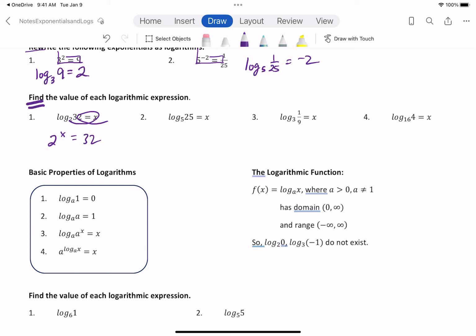And this is going to be the same situation we looked at with the base 10. If we can write both sides as the same base, we can drop the base and set the exponents equal. So we're going to need a base of 2. 32 can be written as 2 to the 5th. And then we can drop the bases that are alike and just set the exponents equal to each other.